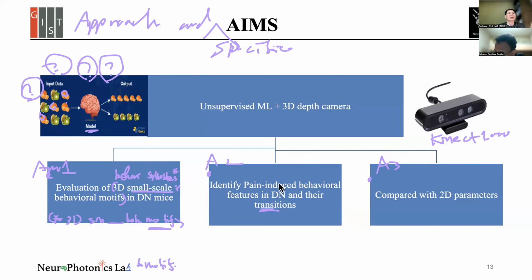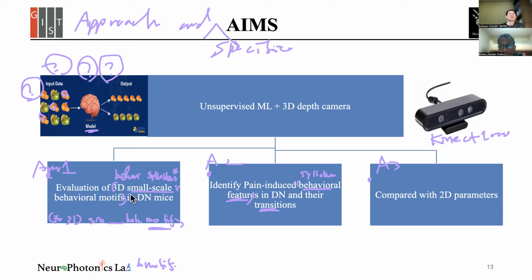Okay. So now it's identify pain-induced behavioral features in DN and their transition. You're talking about now two things, feature and transition. But is behavioral feature also a syllable? Yeah, syllable. In this case, the syllable in context is a behavioral feature. Is that different from the left one? It is the same, but we have to identify, like, with the diabetic neuropathy induced.